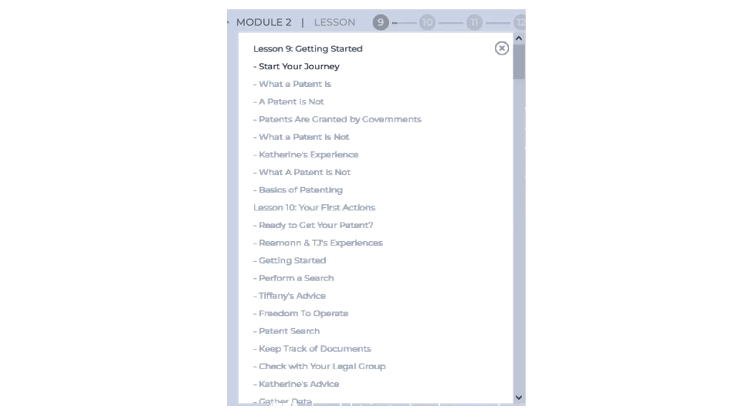For example, one of the topics covered is freedom to operate, which is crucial for inventors to understand. In short, it means that just because you are granted patents that cover your invention doesn't mean that your product is free from infringing on someone else's patent. This is just one example of some of the deeper practical issues that are explored in this module.